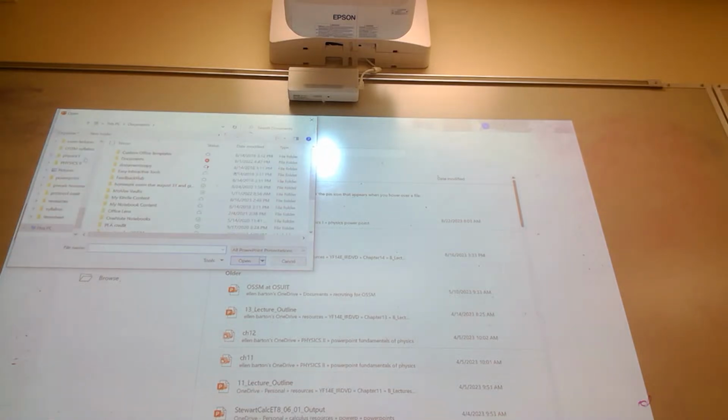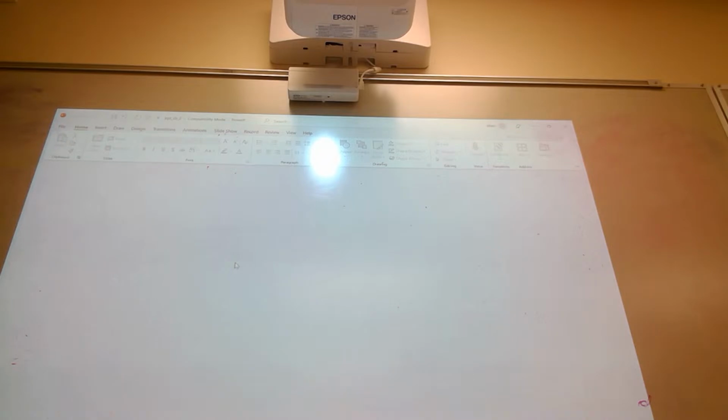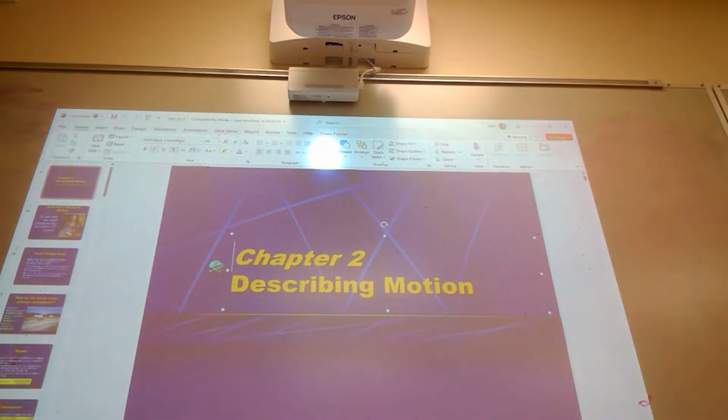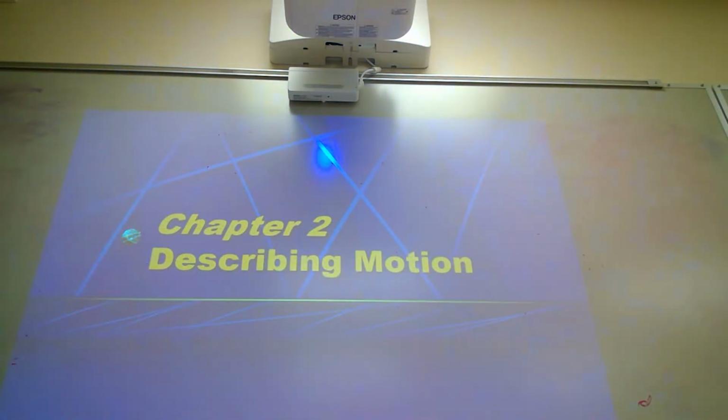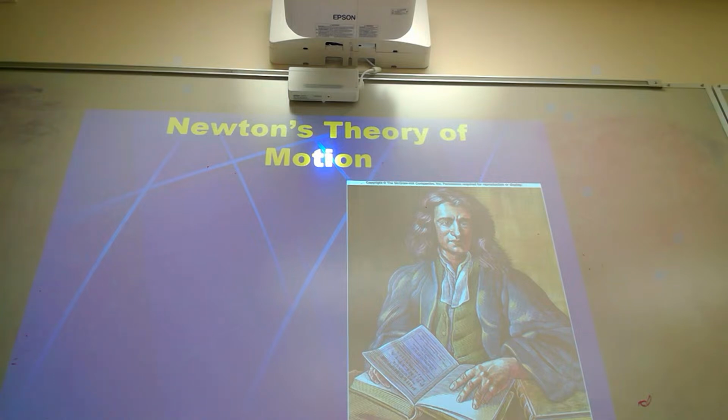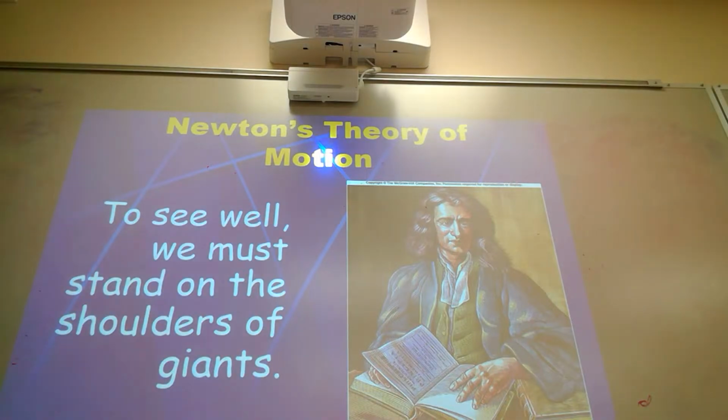Okay, so now if you can open up your physics book, chapter 2. We're actually doing physics now, as opposed to the math behind the physics. So we're going to begin with describing motion. Motion is central to physics because, you know, basically everything involves motion. Describing motion. Newton's theory of motion. Okay, Isaac Newton is a famous physicist.